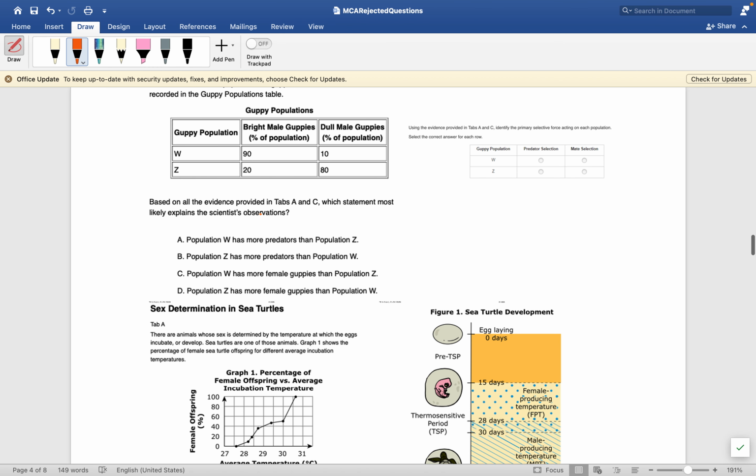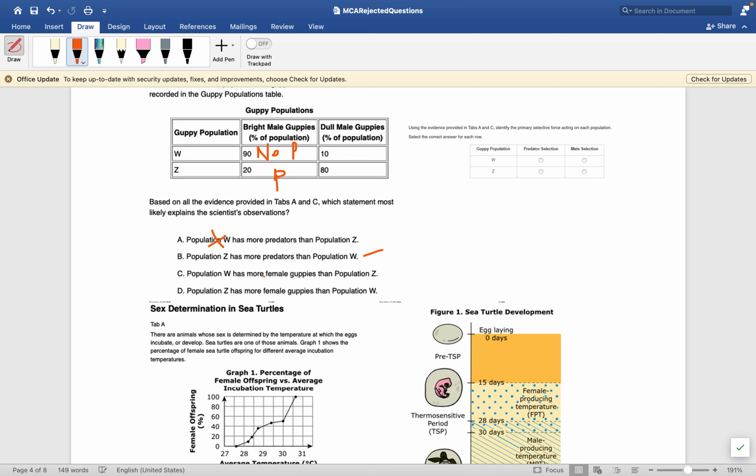Based on the evidence, which statement most likely explains the scientist's observations? Okay, so here we see bright male guppies. So do we see more predators? No. Okay, so basically these guys have no predators. So I'm just going to put no P in here. There are predators because there are lower amounts of them. So population W has more predators than population Z. Nope. Population Z has more predators than population W. Yes.